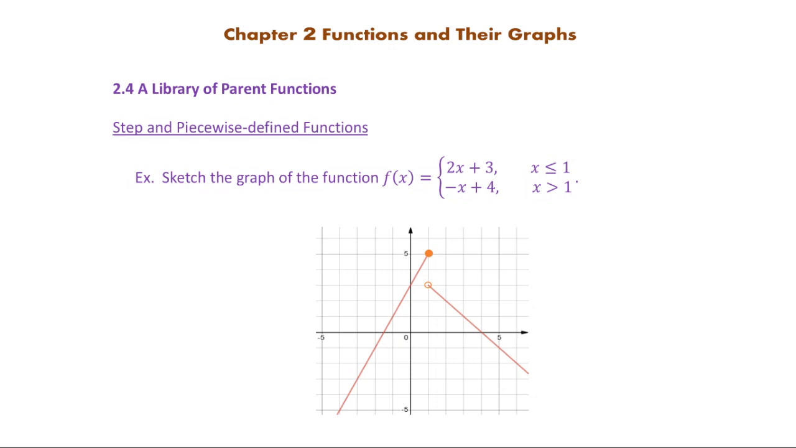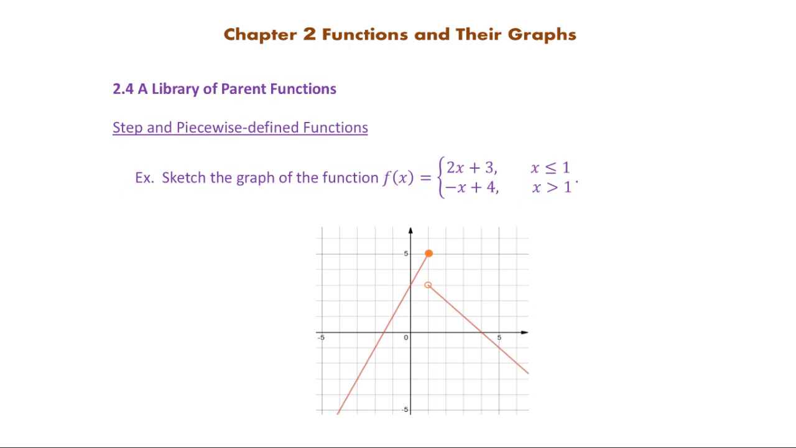So we've got two pieces. So you need to consider piece by piece. One piece on the left and the other piece on the right, and the boundary of the two pieces is x equal to 1, right? So one piece on the left is for x less than or equal to 1. The other piece on the right is for x greater than 1, right?